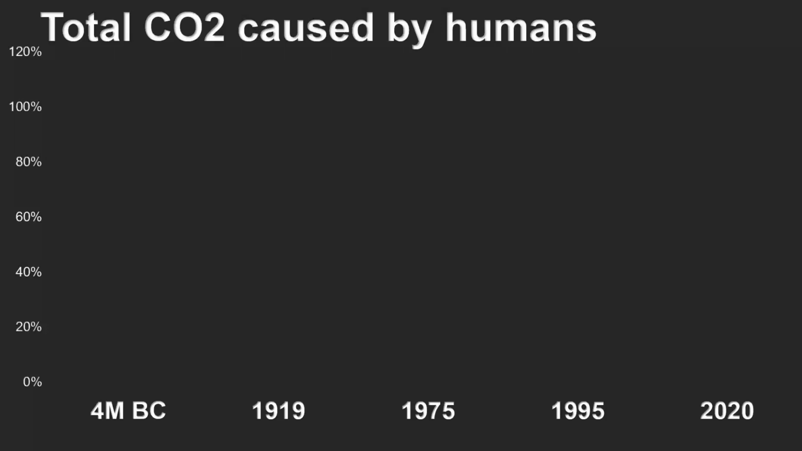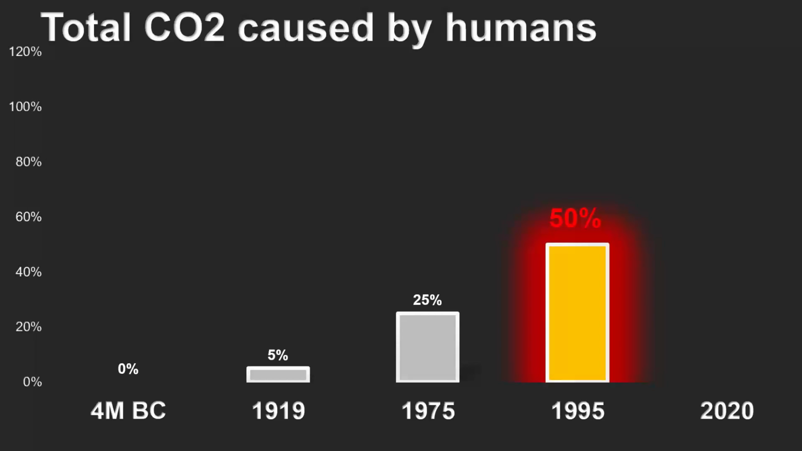It's getting worse, unfortunately, the story of humans. If we looked at the story of humans and all the CO2 that we have caused since we came on this planet, by 1919, it was about 5%. We had caused about 5% of the total CO2. By 1975, we had caused 25% of the total CO2 that we're directly responsible for. By 1995, that had risen.